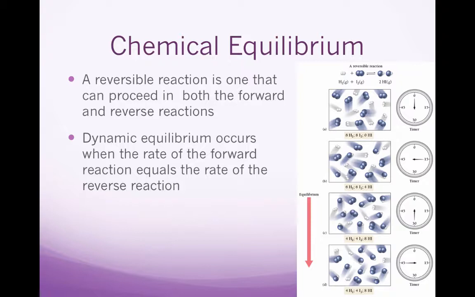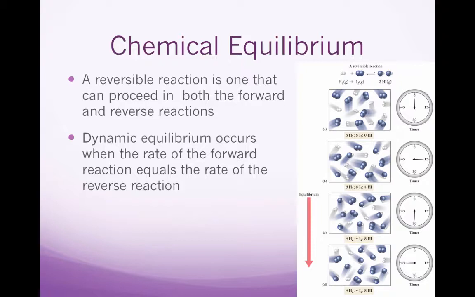Okay, now we're going to talk about chemical equilibrium. A reversible reaction is one that can proceed in both the forward and reverse directions. For example, here we have hydrogen gas plus iodine gas makes hydrogen iodide. You can have both hydrogen and iodine react to make hydrogen iodide, and you can also have hydrogen iodide decomposing into hydrogen gas and iodine gas. Both are occurring.